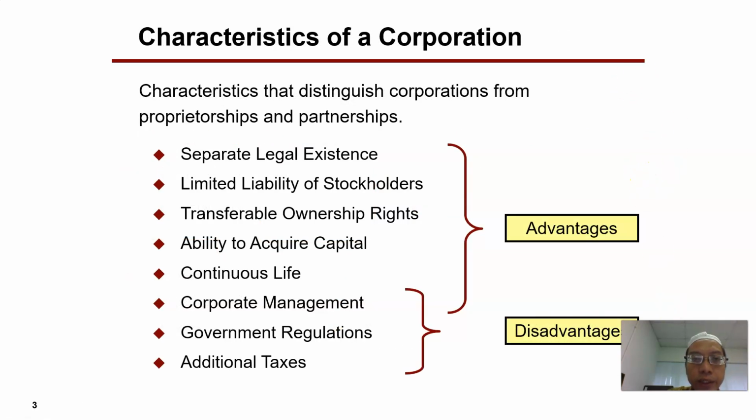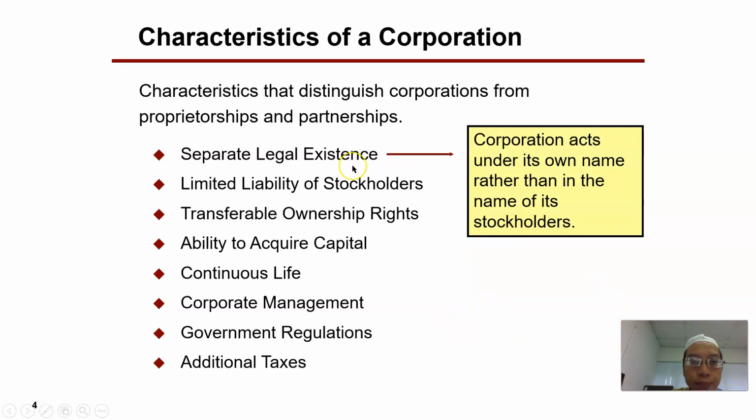We will look at the general characteristics of companies. The first characteristic is the separate legal existence. Secondly is the limited liability of stockholders or shareholders. Then transferable ownership rights, ability to acquire capital, continuous life, corporate management, government regulations, and additional taxes. So the top 6 of these characteristics will be the advantages of corporations, but the bottom 3 are the disadvantages of the corporation.